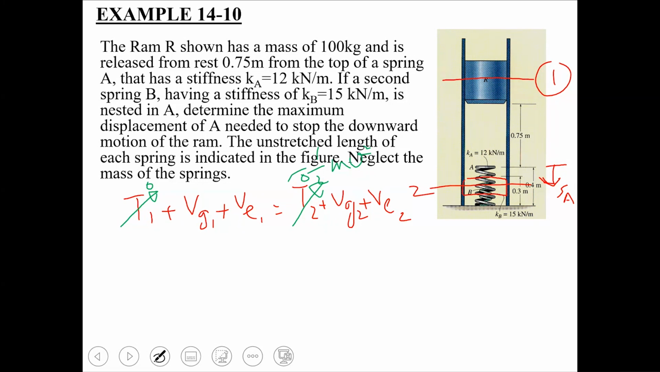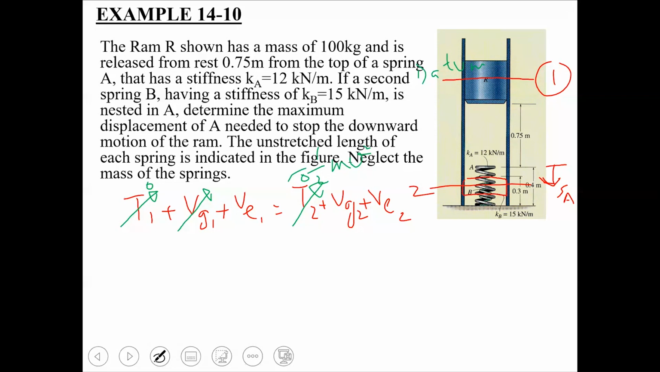Okay, now coming to the gravitational potential energy. First of all, the gravitational potential energy is always measured with reference to some datum. So let us define this position 1 as our datum position. So what should be the gravitational potential energy Vg1?